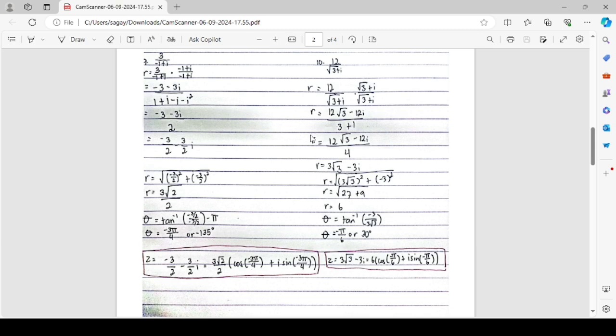We substitute it. r is equal to the square root of the quantity 3 square root of 3 squared plus negative 3 squared. Then we get r is equal to 27 plus 9, which is 36. The square root of 36 is 6, and theta is equal to arctan of negative 3 over 3 square root of 3. We get negative pi over 6 or 30 degrees. The final answer for number 10 is z is equal to 3 square root of 3 minus 3i is equal to 6 times cosine negative pi over 6 plus i sine negative pi over 6.